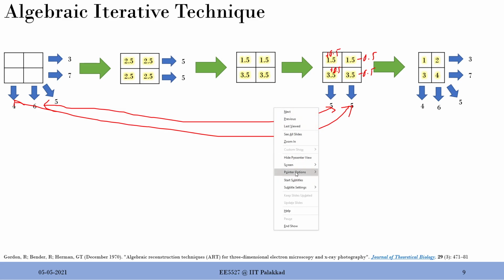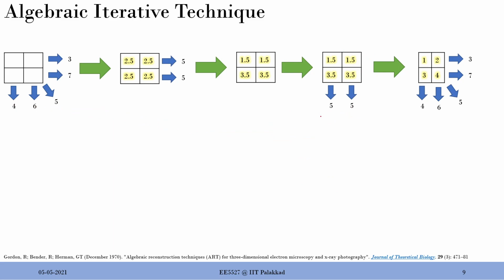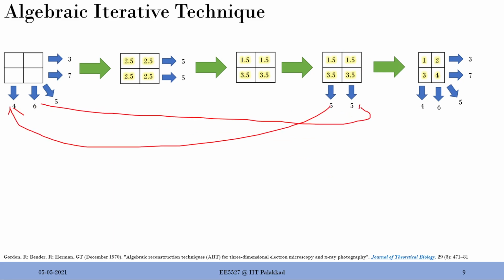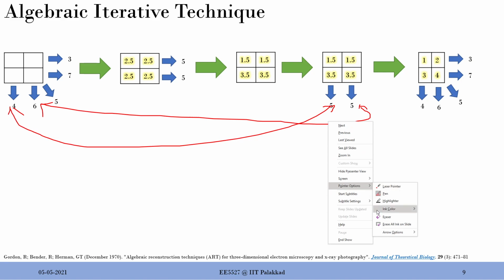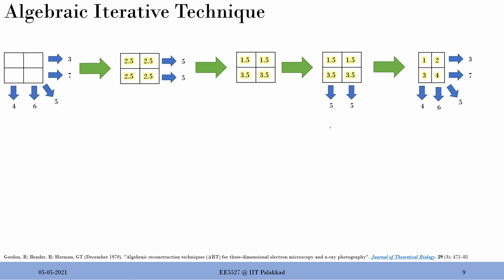Oh sorry, I made a fundamental mistake. So this has to be compared with this and this has to be compared with this, I think. Yeah, that is a parallax error. Okay, so basically 6 and 5 is higher by 1, so you need to add 0.5 in both these places and subtract 0.5 from both these places, so you get 1, 2, 3, 4. And now if you see, it's perfectly balanced. So you finally got what is expected there.